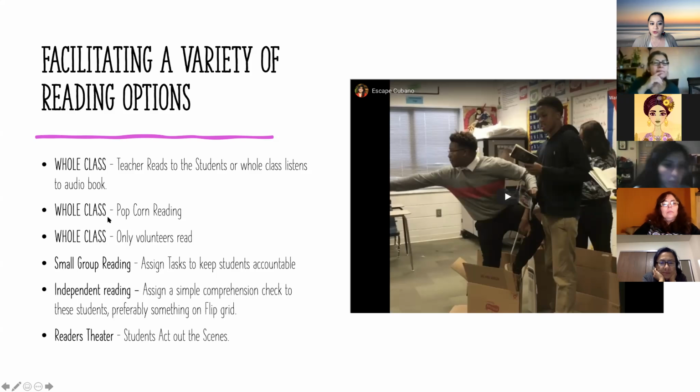You can do whole class and do popcorn reading. You call on one child, that child reads a sentence or a paragraph, and then this child calls on another random child. They can't repeat who's being called on, or you can if you want, so they don't doze off. Some people like to do popcorn reading and translating, but that's up to you, if you feel that's what you want to do, you can do that too.